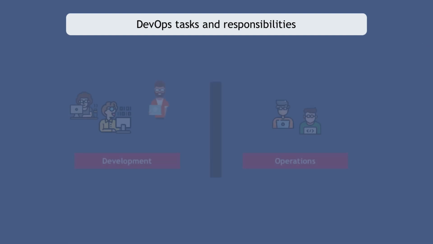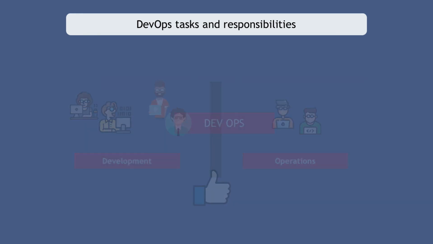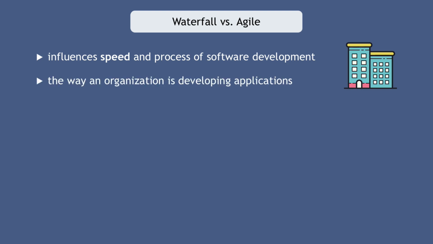So now that we've painted the whole picture and seen the evolvement and need for DevOps skills and some of its responsibilities, you should have a much better picture of how DevOps actually fits in the whole application development and deployment process. Now, one thing that heavily influences the speed and the overall process of how software development and delivery happens inside an organization is the methodology, or the way that organization is developing the applications.